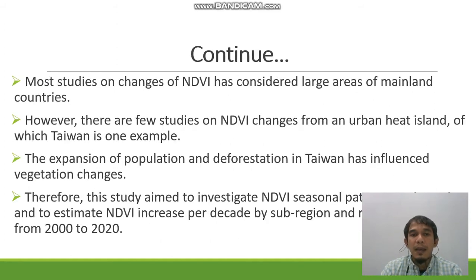Most studies of NDVI change have considered large areas of mainland countries. However, there are few studies on NDVI changes from an urban heat island, of which Taiwan is one example. The expansion of population and deforestation in Taiwan has influenced vegetation changes. Therefore, this study aimed to investigate NDVI seasonal patterns and trends and to estimate the NDVI increase per decade by subregion and region in Taiwan from 2000 to 2020.